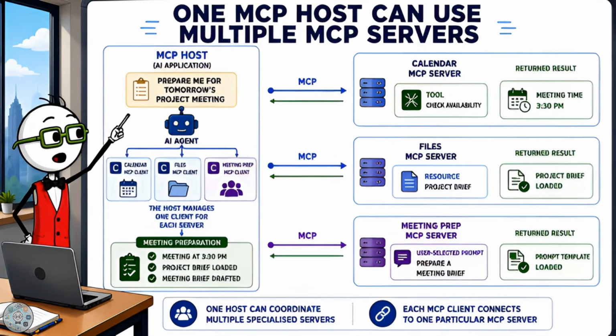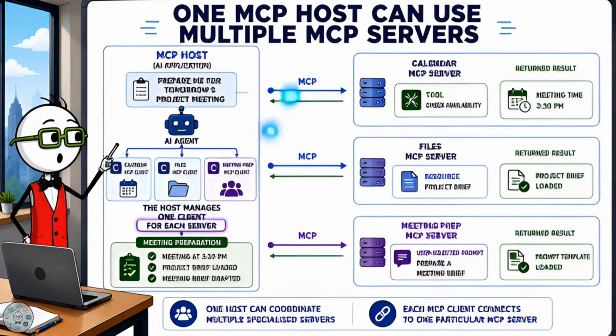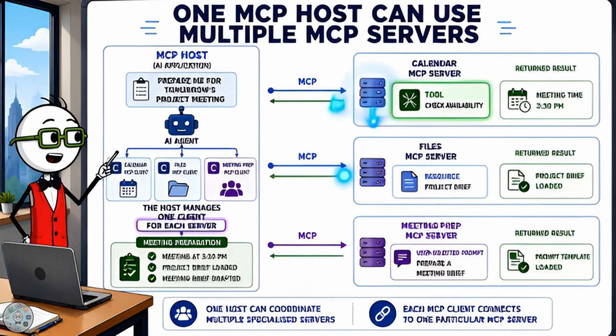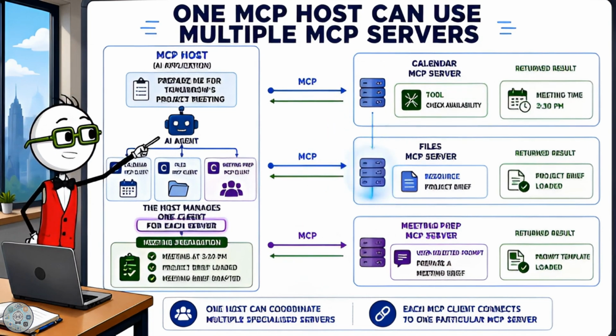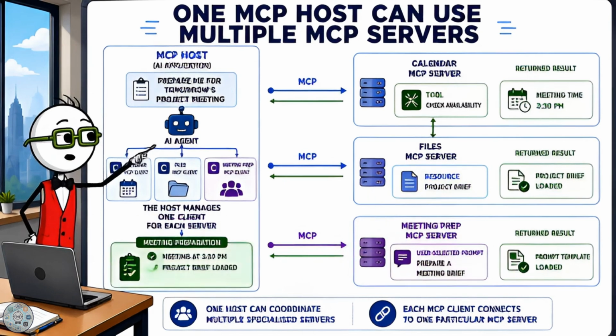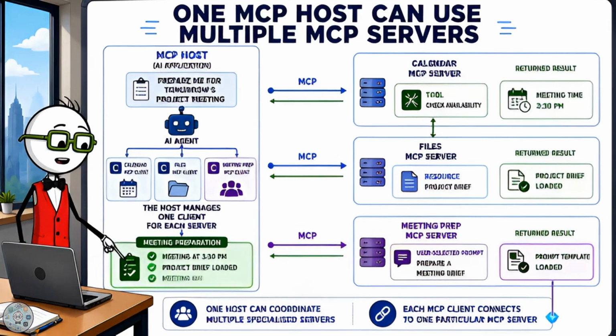One MCP host can connect to several specialized MCP servers. Inside the host, each server has its own dedicated MCP client. The calendar client checks the schedule and returns a meeting time of 3:30. The files client retrieves the project brief, while the meeting prep client retrieves a user-selected prompt template. Each result returns through its matching client to the AI agent. The host then combines everything into one meeting preparation result. This allows one AI application to coordinate multiple MCP servers without mixing their separate connections.